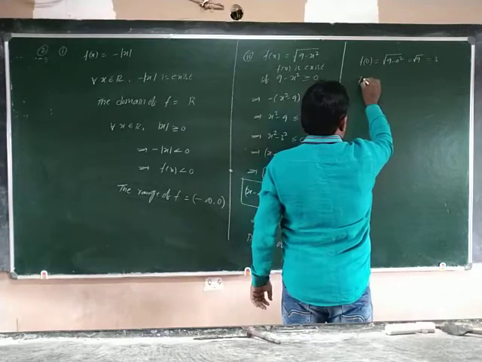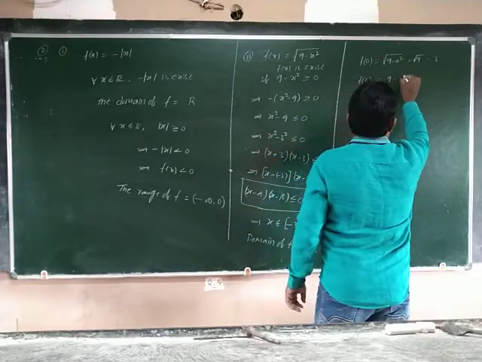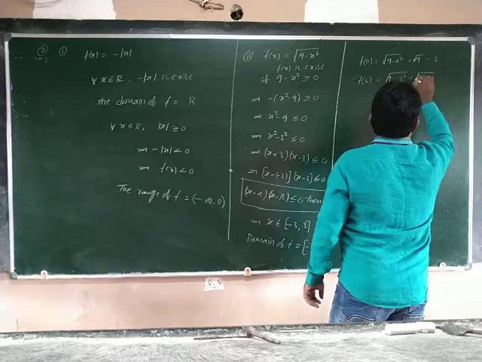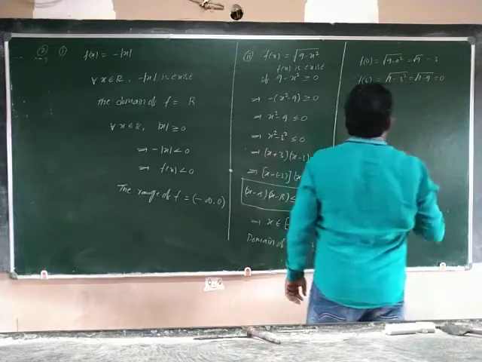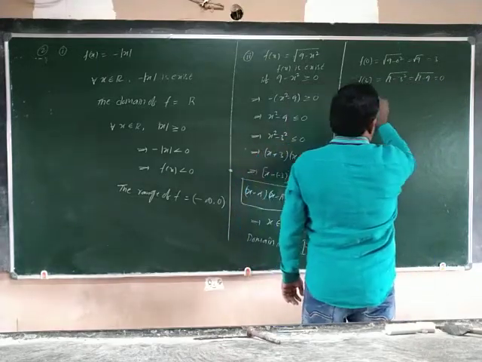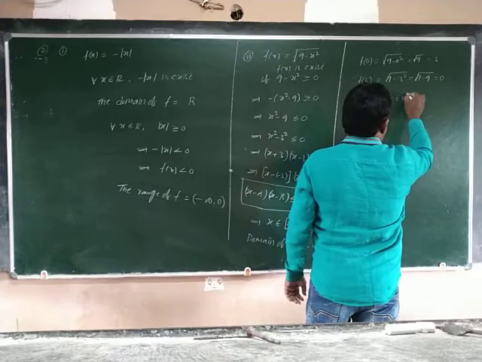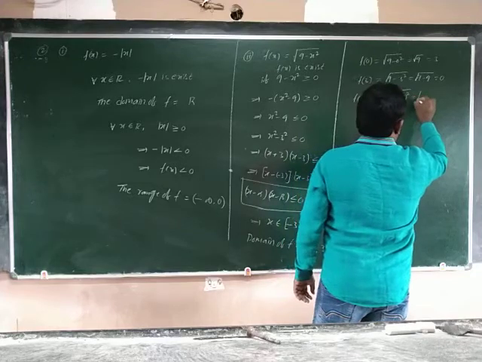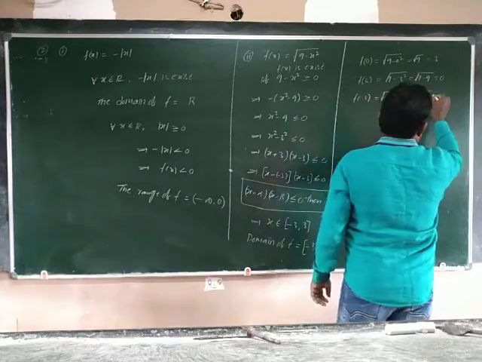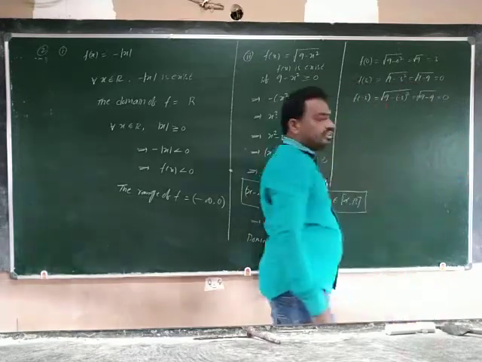If I substitute f of 3, so the square root of 9 minus 3 squared, that is the square root of 9 minus 9, which is equal to 0. If I substitute minus 3, f of minus 3 is equal to the square root of 9 minus (minus 3) whole squared. This is the square root of 9 minus 9, so 9 minus 9 is equal to 0.